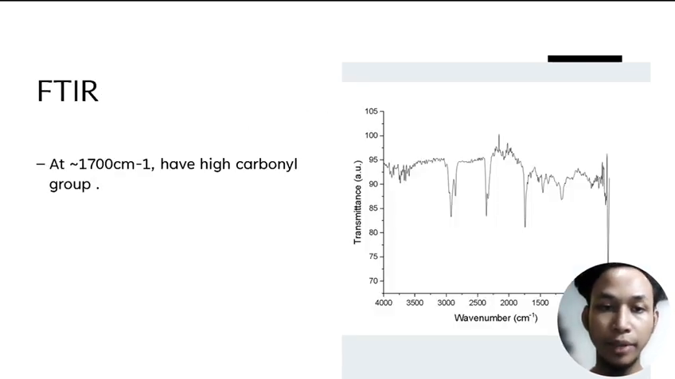And for the FTIR, at 1700 per centimeter have high carbonyl group.